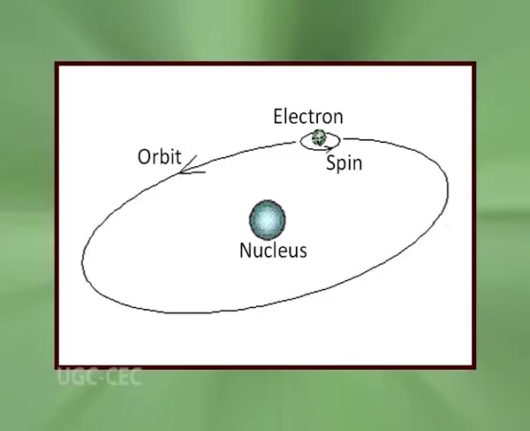In the Bohr model of the structure of an atom put forward by Niels Bohr in 1913, electrons orbit a central nucleus. The model says that the electrons orbit only at certain distances from the nucleus depending on their energy.